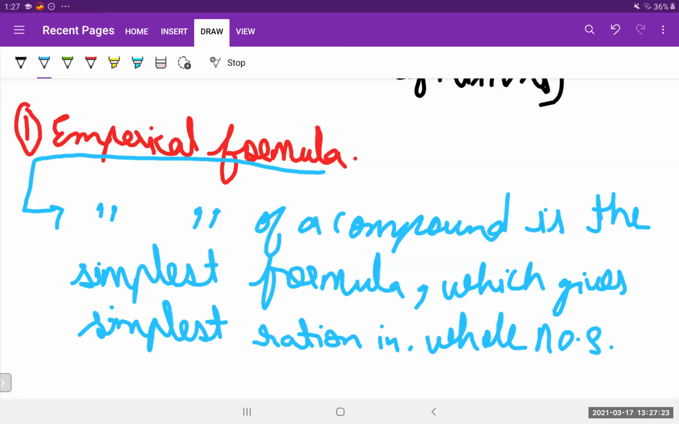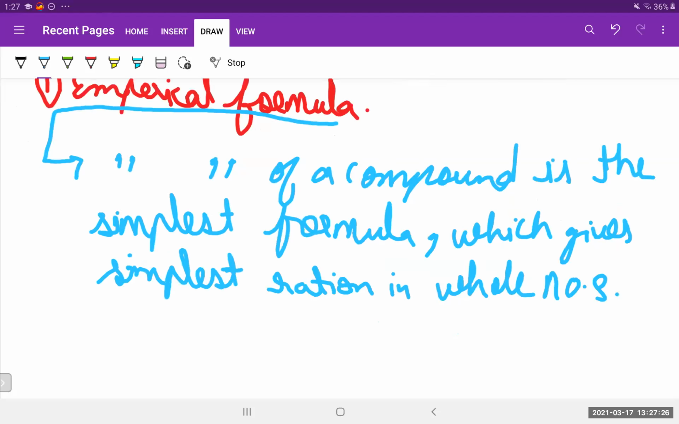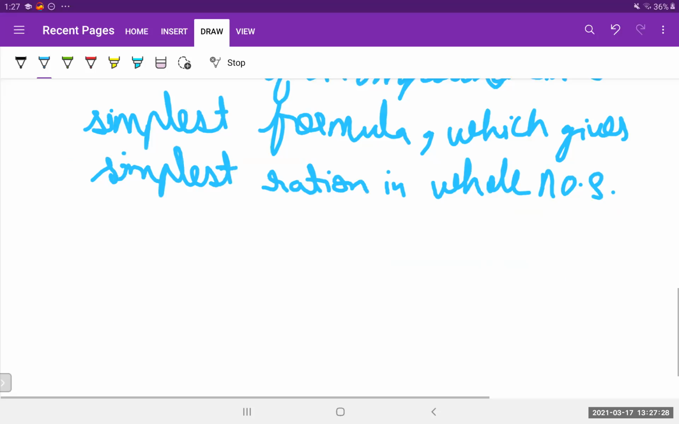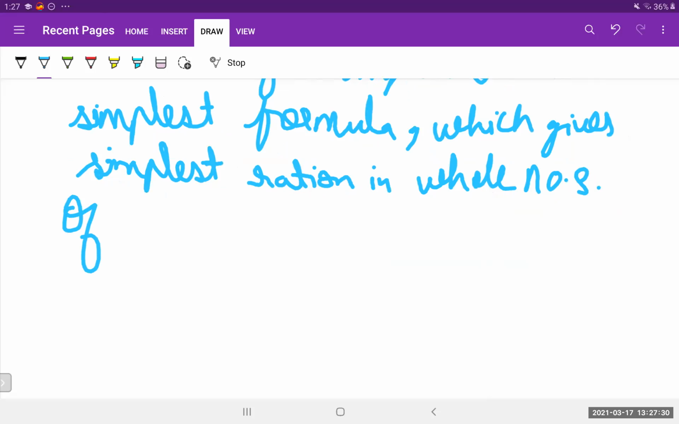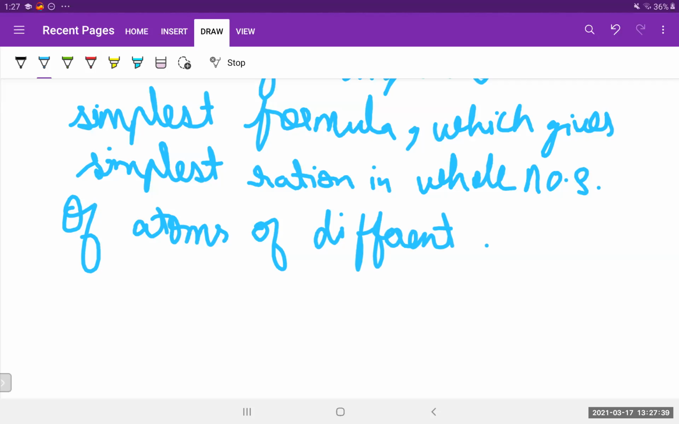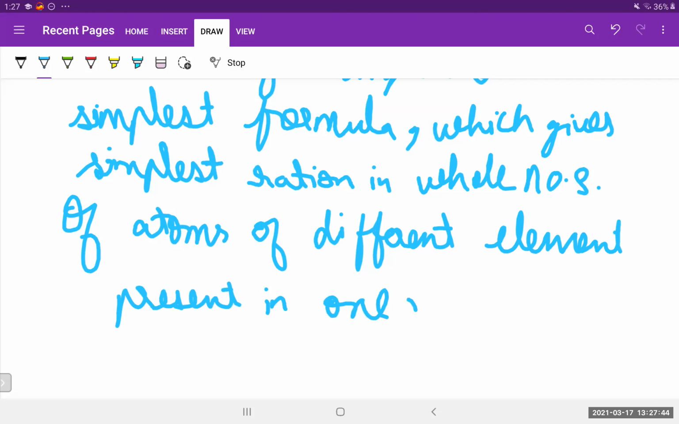Is it clear? Let's move on to the next. Whole numbers of atoms of different elements present in one molecule of a compound. I'll give you an example and this difficult definition will be clear in your mind.